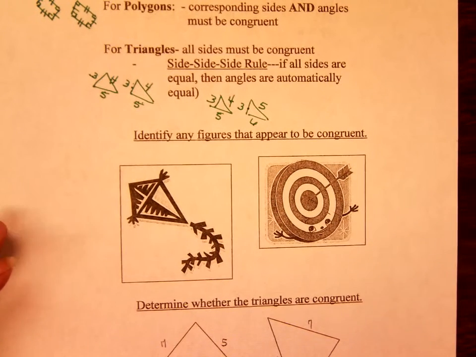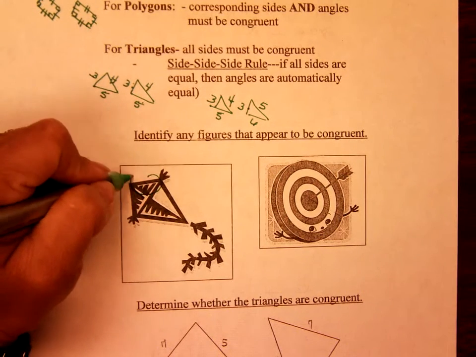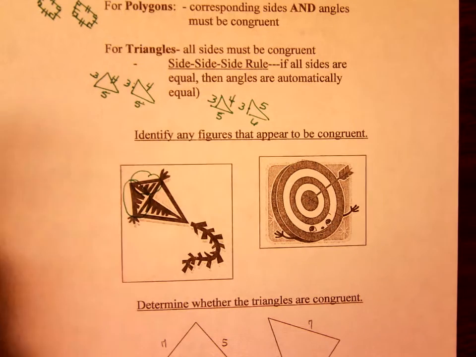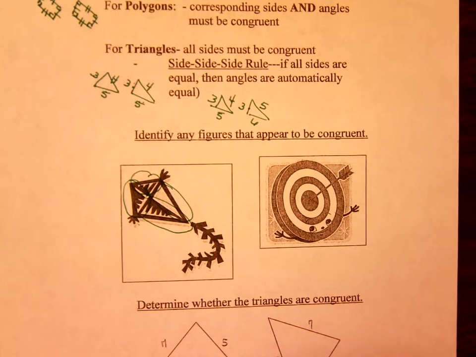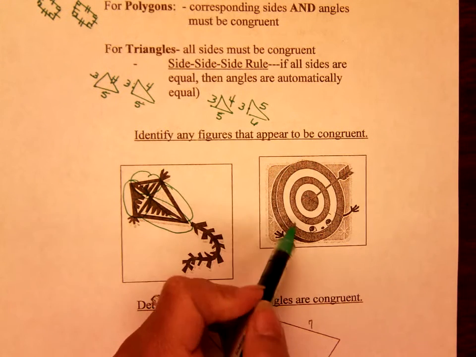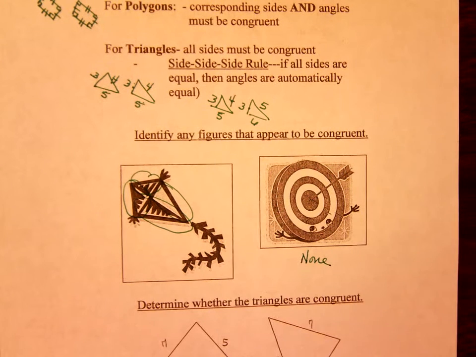Look here, identify any figure that appears to be congruent. Well, if you look here, this triangle and this triangle are congruent. This triangle and this triangle are congruent. Here would be none, because all the circles are different sizes.